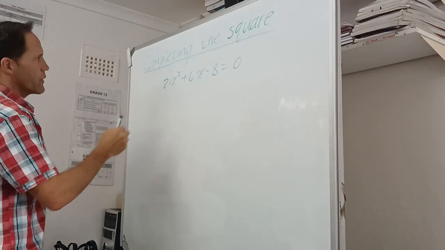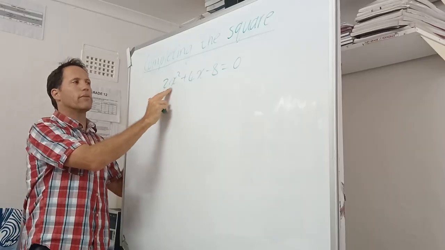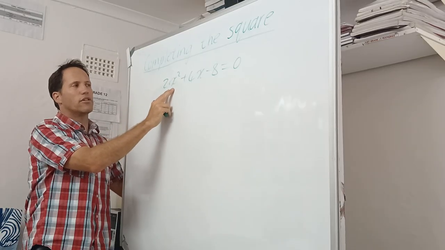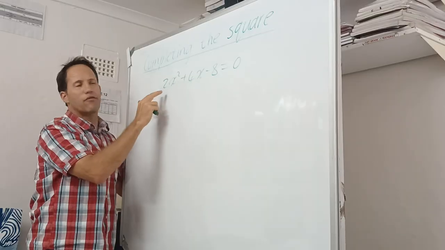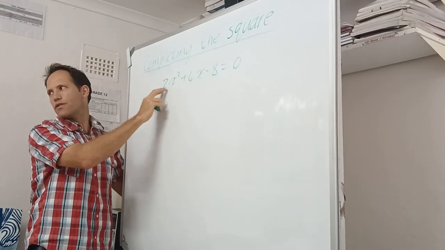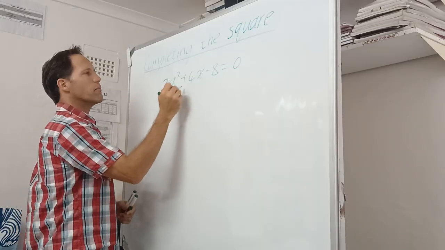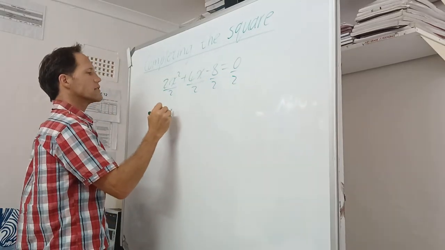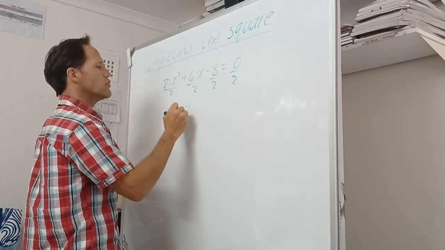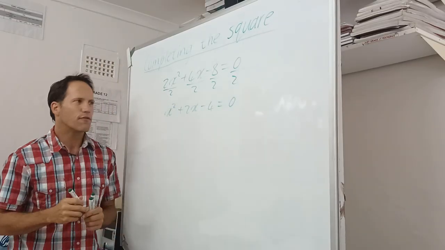With completing the square, get x squared alone. Very important, it can't be 2x squared, you must get x squared alone. So whatever is in front of x squared, you divide everything. If it's 3x squared, you divide by 3. If it's 5x squared, you divide by 5. So if it's 2x squared, you divide everything by 2. Okay? And then you're going to have x squared plus 2x minus 4 equal to 0. So that's the first step.